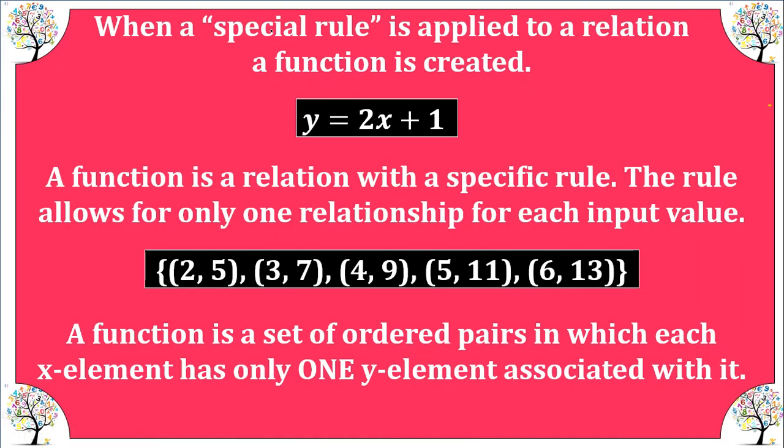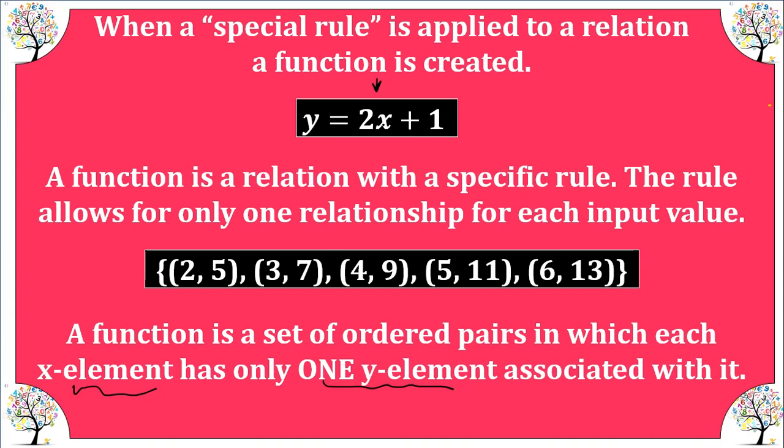When we apply a special rule to a relation, we create a function. And the basic thing you need to know about a function is that each x value or element has only one y element. So in this equation, y equals 2x plus 1, when I put in my inputs, my x values, and I say 2 times that value plus 1, my output is going to be the same every time I put in that particular input.